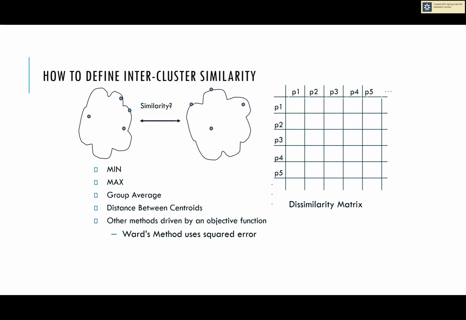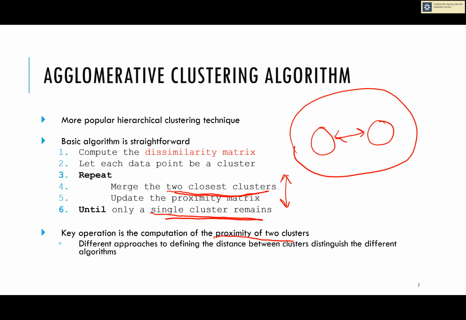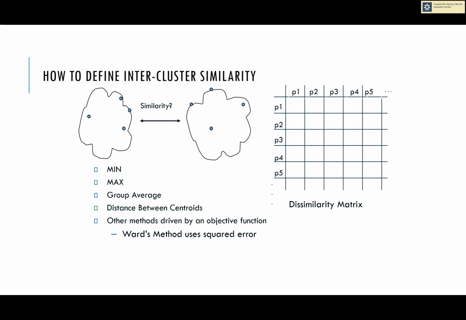So how are we going to define this intercluster similarity or this distance here? Okay, so we can use minimum. Okay, we can use maximum distance. Okay, we can use group average and also distance between centroids, and other methods driven by an objective function. For example, Ward's method uses squared errors. Okay, so usually we are going to use a minimum and maximum distance.